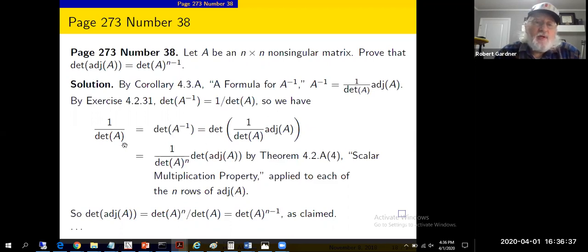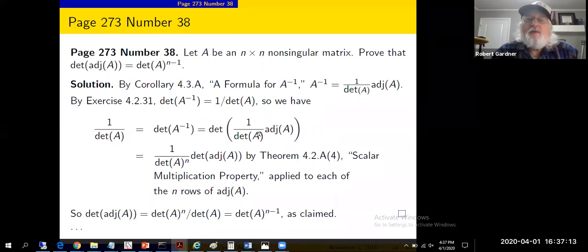So we've got 1 over determinant of A equals the determinant of A inverse. Here's A inverse according to the corollary. All right. Now, what happens when we take this scalar, 1 over the determinant of A, and multiply it by the adjoint of matrix A? Does that affect the determinant of the result? Yeah, we've effectively taken the 1 over determinant of A, and I regret using this word, but we've distributed it over all the entries of A. It's not really distribution, it's how scalar multiplication works with matrices.